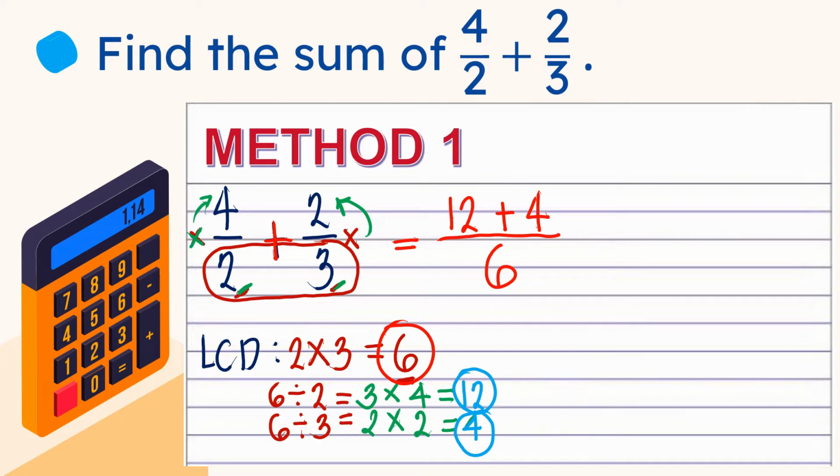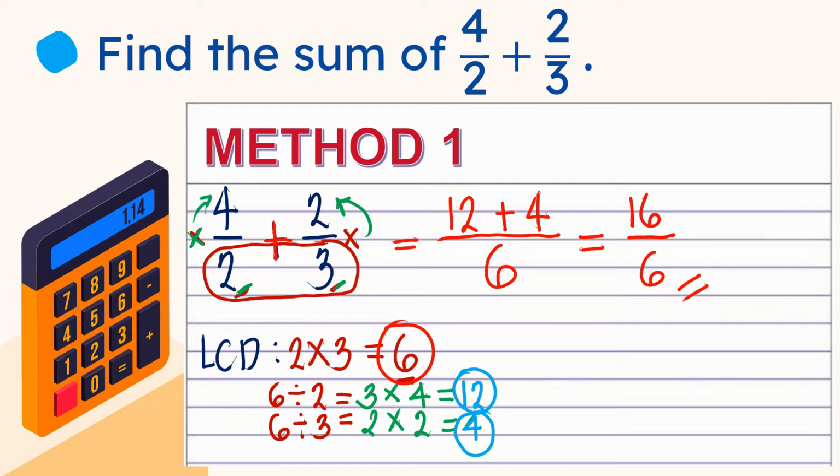So, this is equal to what? What is 12 plus 4? That is equal to 16 out of, you just copy the denominator, 6. Now, you will see here that you have already an answer and I am congratulating you kasi naintindihan mo yon. Now, however, this is not yet your final answer.